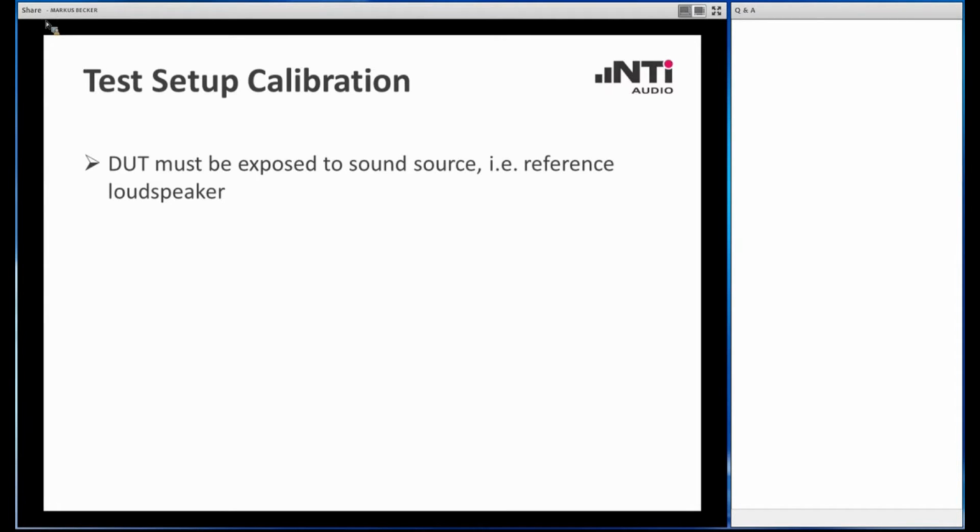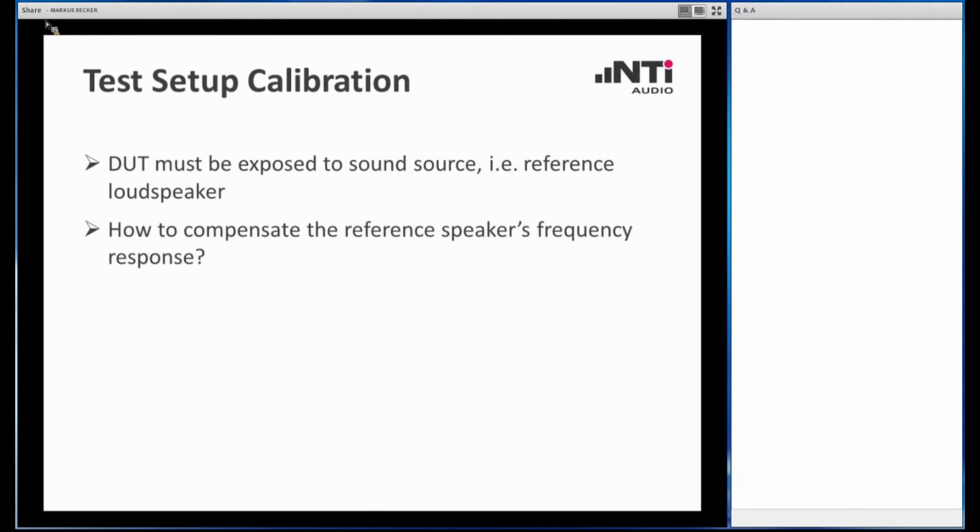Calibration means that we want to make sure that our measurements are accurate, that we are really acquiring the correct measurement values. So the challenge comes from the fact that the device under test, the microphone we want to test, must be exposed to a sound source, to a reference loudspeaker that generates the test signal. And as you know, every loudspeaker has a nonlinear frequency response. It's of course the target of the manufacturer to get that frequency response as flat as possible, but there are always some roll-offs and some areas where it's not absolutely linear, and this of course may compromise the result of our measurement, because we are, for instance, looking for a perfectly flat frequency response in our microphone, so we should also have a similar behavior in the reference speaker. So the challenge is, how can we compensate this nonlinear behavior of the reference loudspeaker?